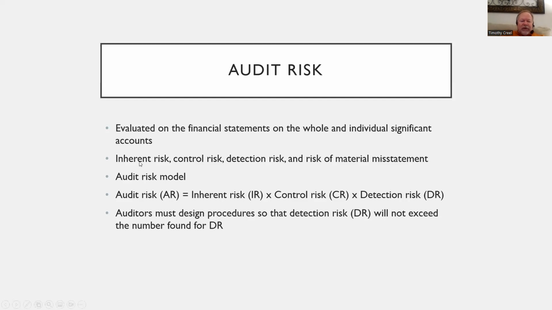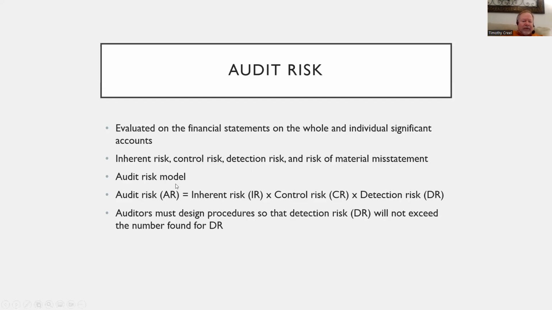Inherent, we've talked about all these definitions. Inherent risk, the risk that basically there are misstatements within the system. Control risk, the risk that the company's internal controls will fail to detect misstatements. Detection risk, the risk that the auditors will fail to find misstatements with their audit. And all of these come down to the risk of material misstatement.